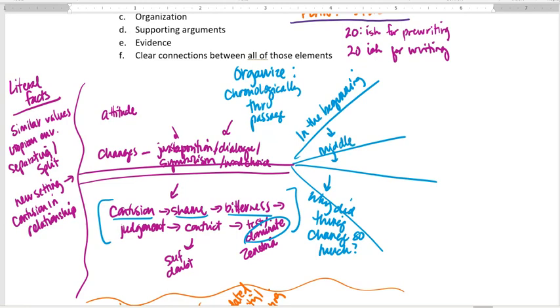Then I need to start thinking about what evidence I'm going to use. So I'm just going to start adding little branches. I'm not going to write it all down because it's all in my annotations. But I just know that for the first paragraph in my essay, which mirrors the first paragraph or so of the passage, I want to talk about the symbolism of light.